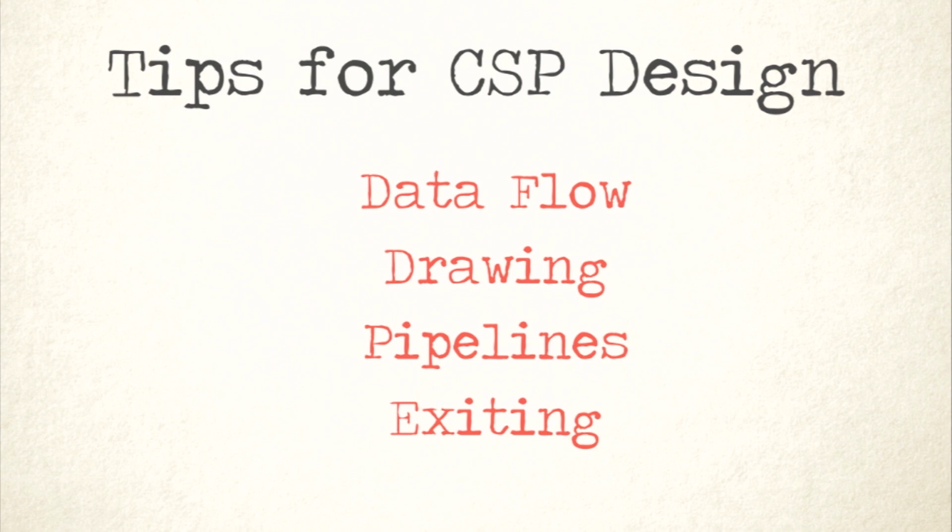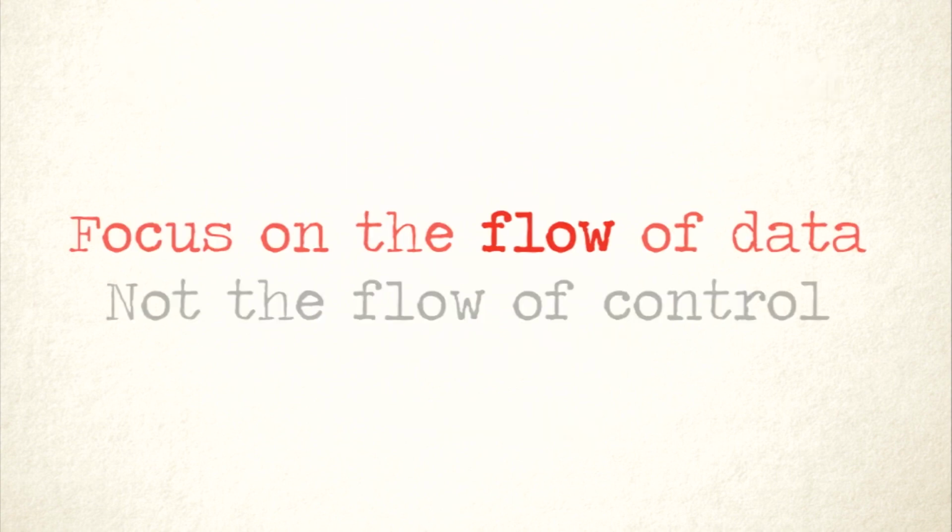So when we're designing with CSP, we're going to focus on our data flow. We're going to draw out our communication, we're going to make pipelines out of stuff, and we're going to remember our exit strategies. So first and foremost, when designing processes, you want to focus on the flow of data, not the flow of control. Again, that's inputs and outputs, the movement of data through your system.